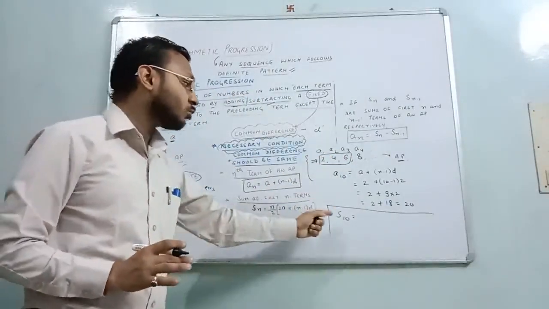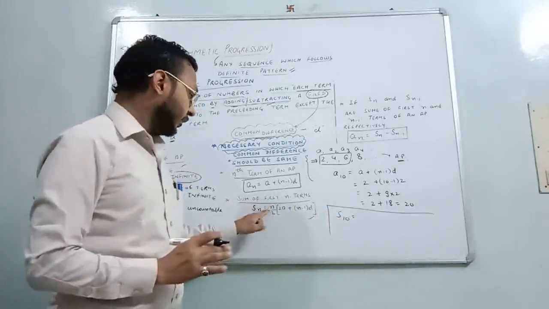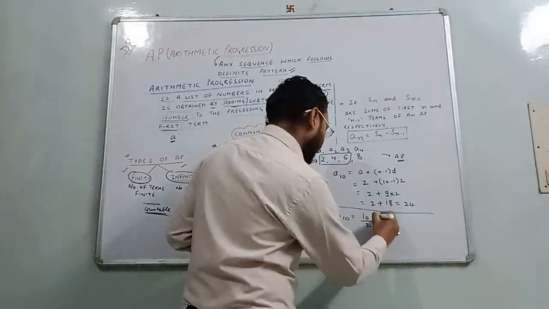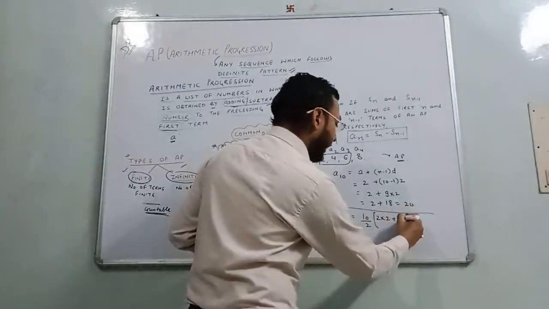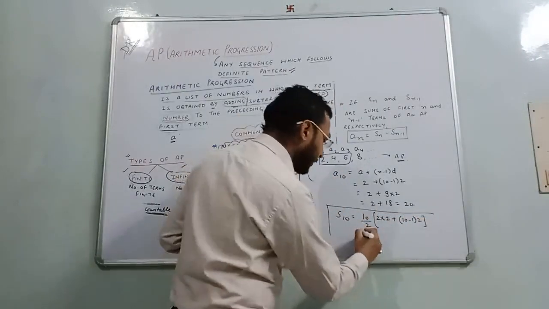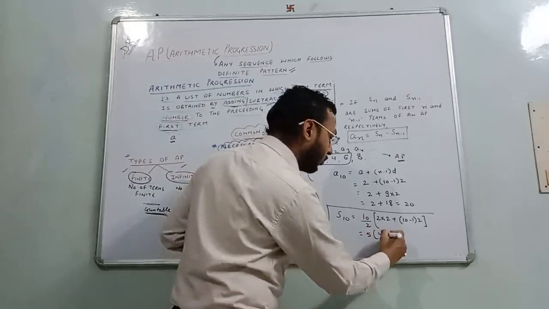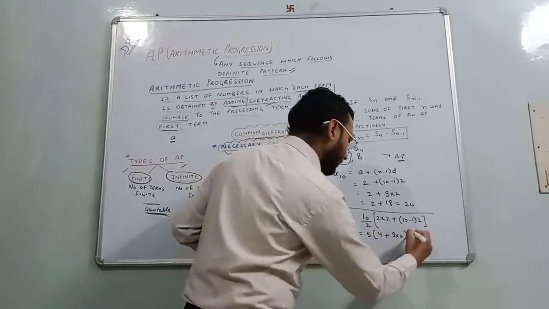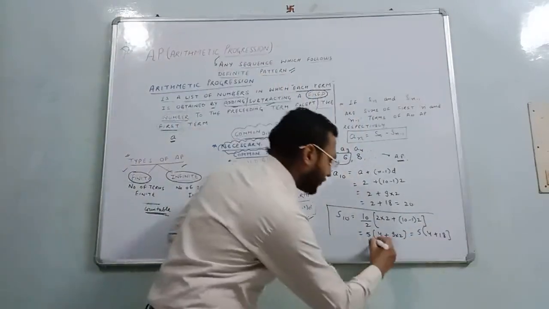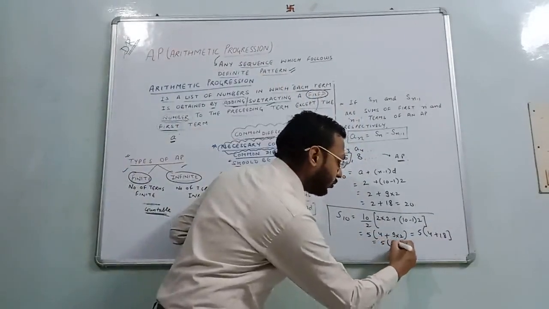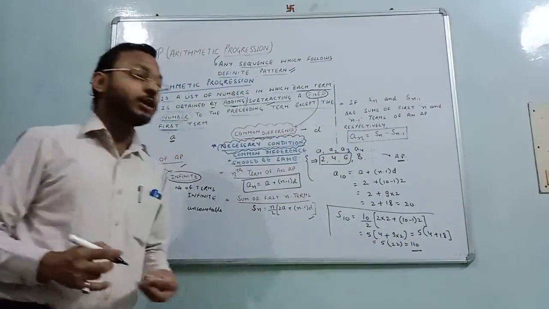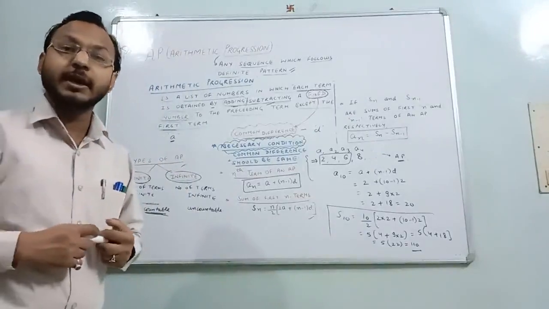But if I just want to calculate the sum of the first 10 terms, I need to use this formula. Here n means 10, a means 2, and d also means 2 for the given series. 10 by 2 is 5, 2 twos are 4 and 9 twos are 18. So this is 4 plus 18, that is 22. That would be 110. In the same way, we can find the sum of the first n terms for a given series.